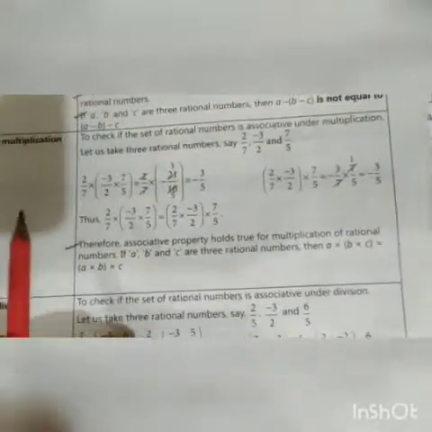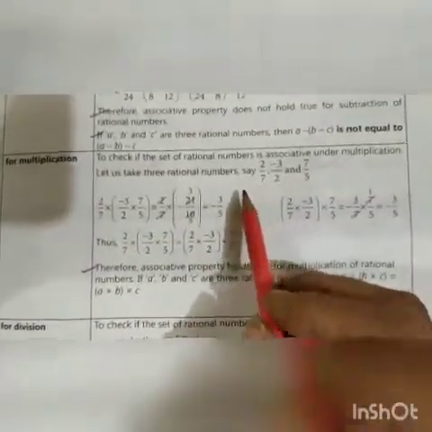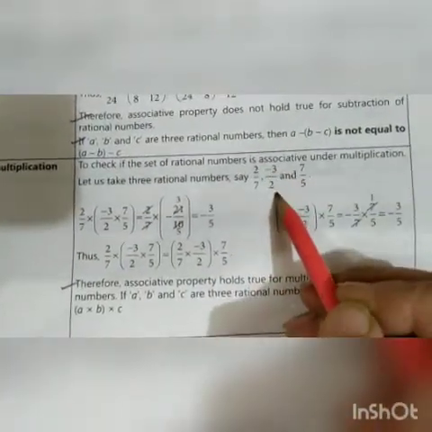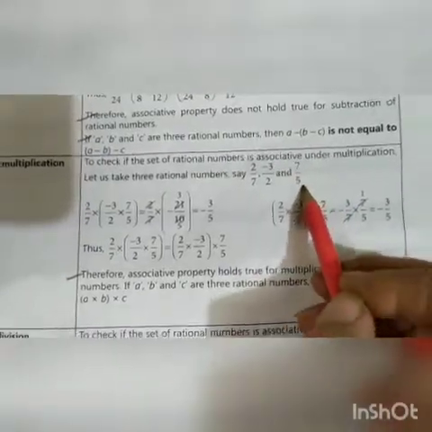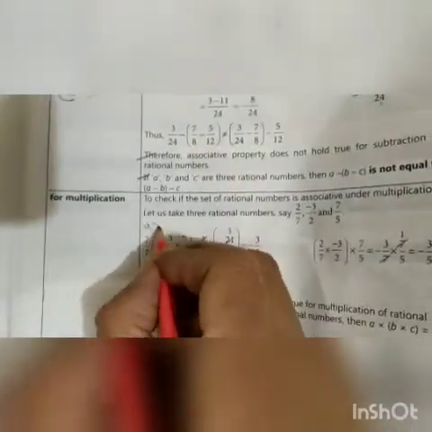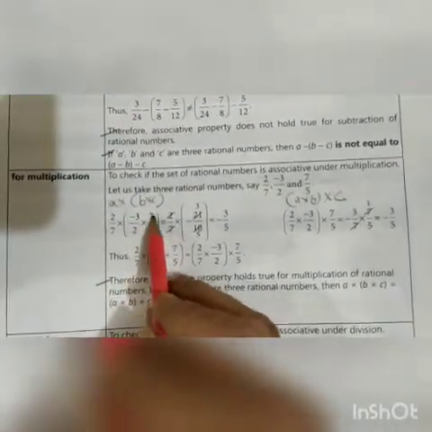In the same way, we will check for multiplication. For multiplication and addition, associative properties hold true. Again, if we are taking three rational numbers, first is 2 upon 7, second is minus 3 upon 2 and third is minus 7 upon 5. It is (A multiply B) multiply C, and here A multiply (B multiply C). A is 2 upon 7, B is minus 3 upon 2, C is 7 upon 5.